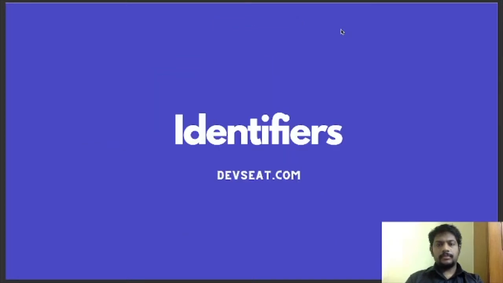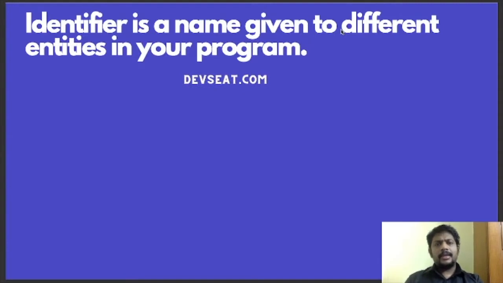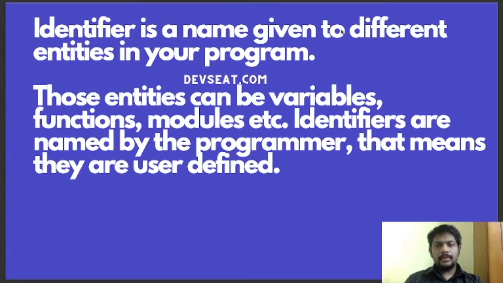What are identifiers? An identifier is a name given to different entities in your program. Those identifiers can be variables, functions, modules, etc. These identifiers are named by the programmer, so they are user defined.